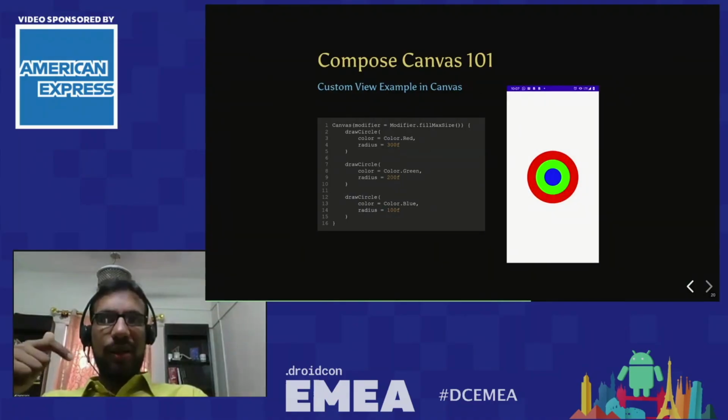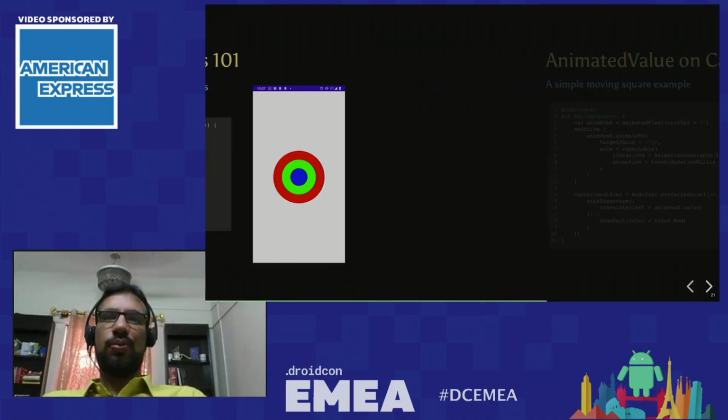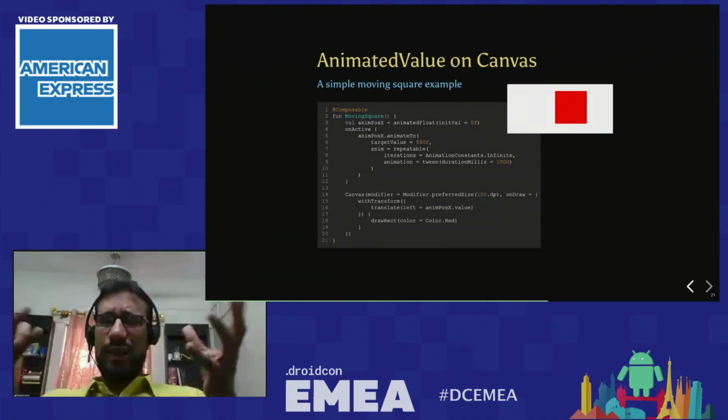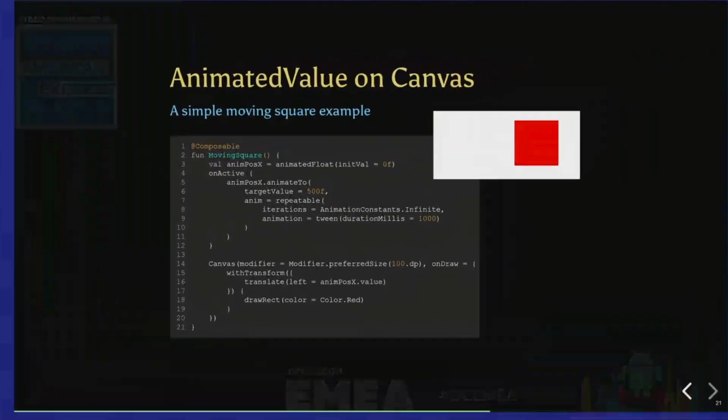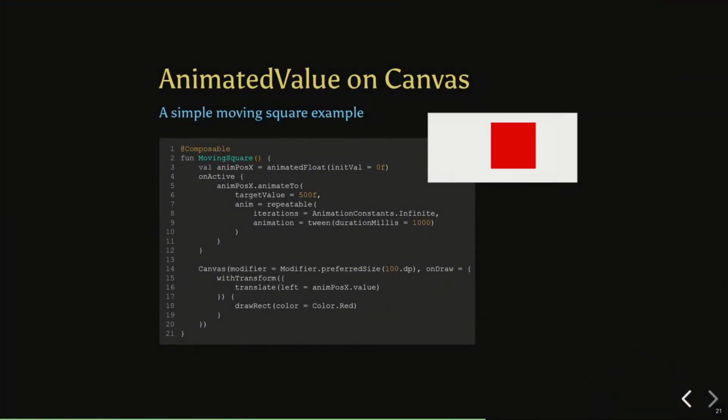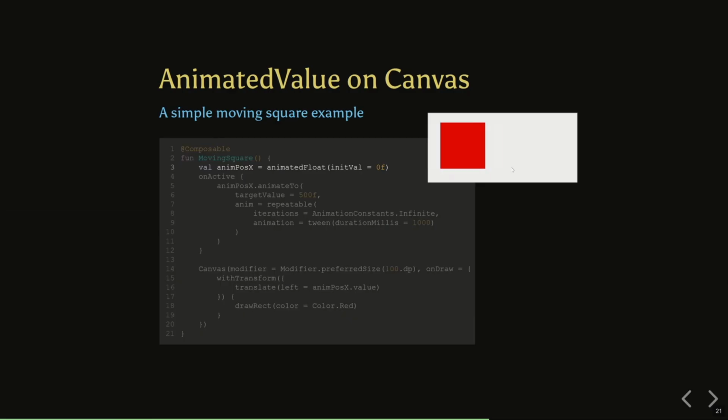Now we'll see how this is actually helpful with animated float, which we are probably already using. Here is the simple moving square example. I did not go into fancy stuff because I wanted to show you the basics. We have an animated position X, a float value starting from 0 with a target value of 500. I have defined the repetition to infinite, and the duration is 1 second. So in 1 second, this will move 500 pixels to the right. How will we do that?